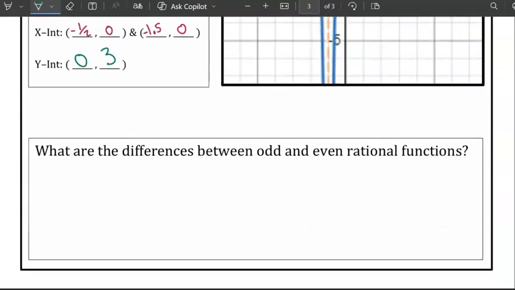What are the differences between odd and even rational functions? Compare and contrast these two graphs and what you found for them. Write that in the box.